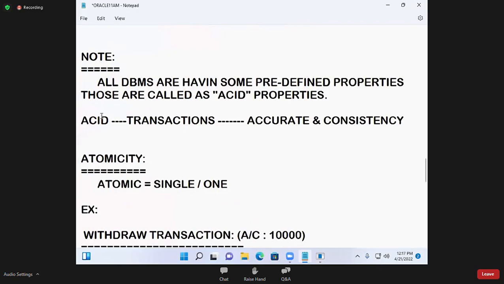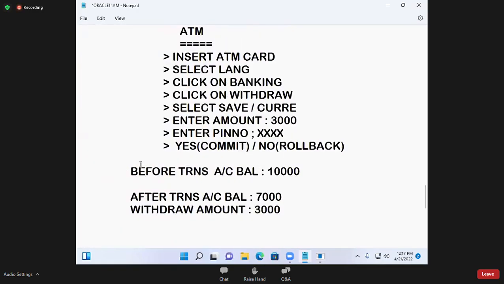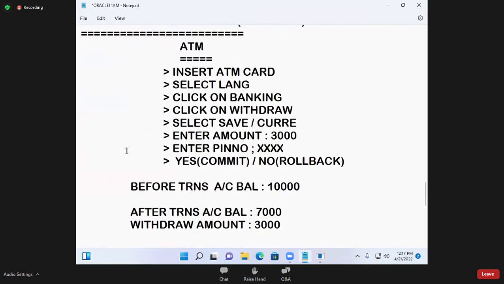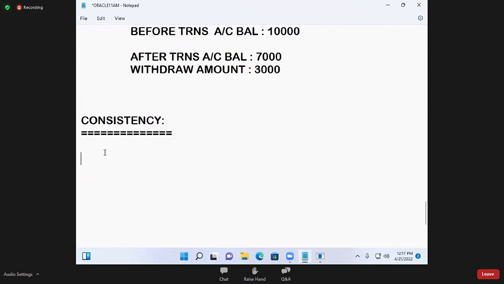What is the next one? These definitions were given in the notes, and I'm just explaining them here. The next one is I. I stands for isolation. What does isolation mean? Every transaction will be independent. Understand now? One transaction will never interfere with another transaction.